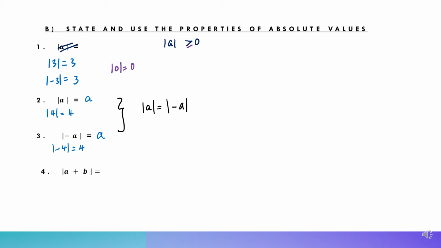Now we go to number 4. Let's say I have A equals 2 and B equals 3. So modulus A plus B will give me modulus 2 plus 3, which is equal to 5. How about modulus B plus A? Modulus B plus A will be modulus of 3 plus 2, which is also modulus 5, which is also equal to 5. So by comparing these two, I can make a conclusion that modulus of A plus B is equal to modulus of B plus A.